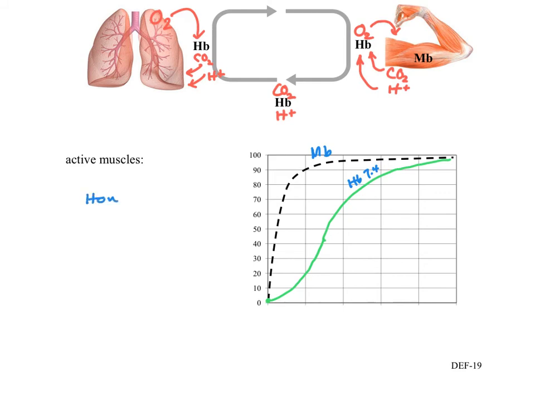How does the curve change in active muscle? And by active muscle, let's just say pH 7.2. If you have a very active muscle, the pH will drop because you're making a lot of protons and also CO2. How will it look?